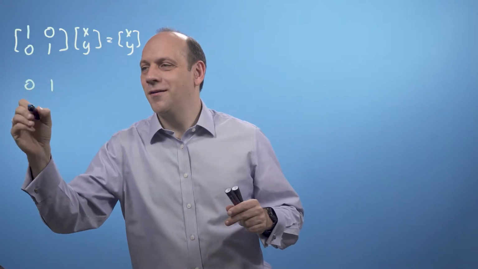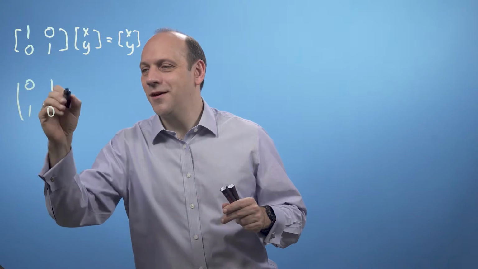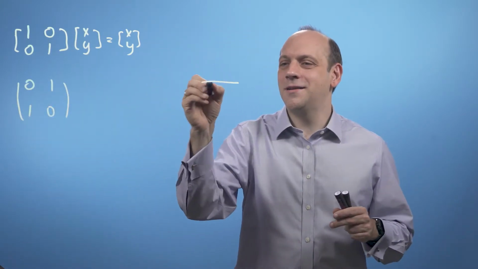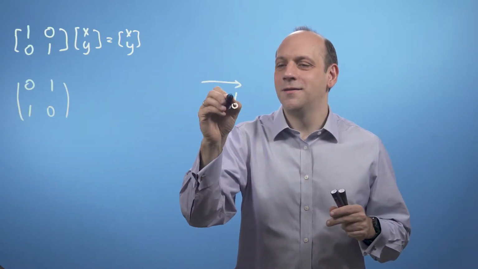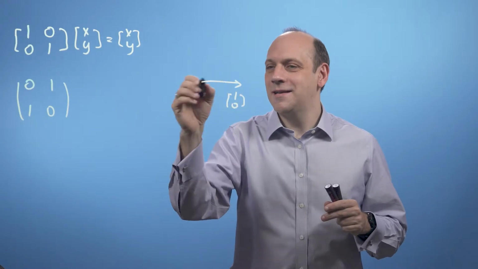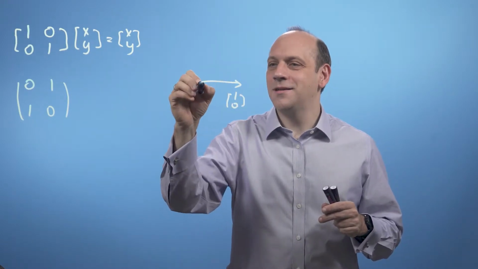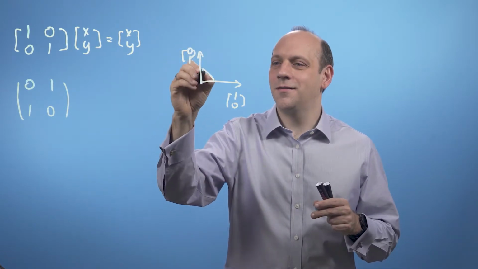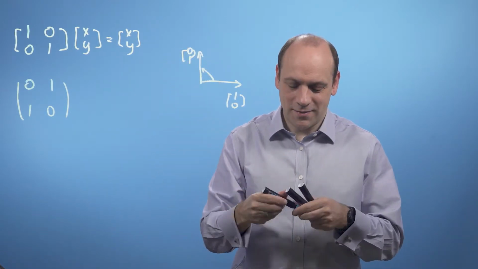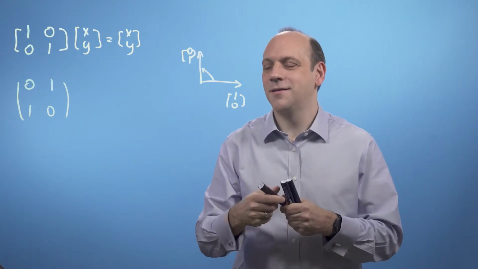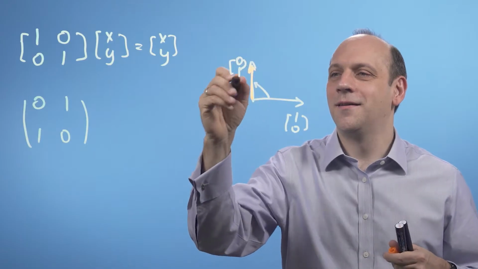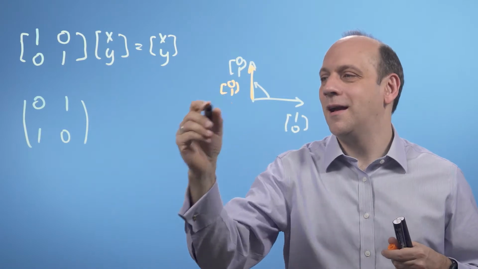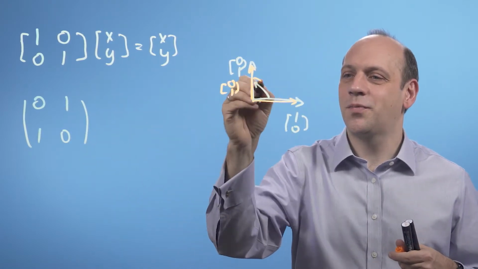Another matrix I can think of is 0, 1, 1, 0. That's kind of fun. What that does is it takes I hat, 1, 0 here, it takes it to 0, 1, so it takes it to there. That guy goes there. And it takes the other axis, which was there, which was 0, 1, and it takes it to 1, 0.